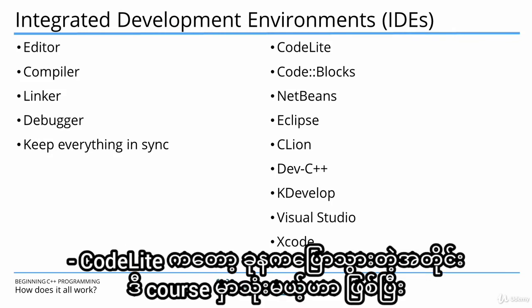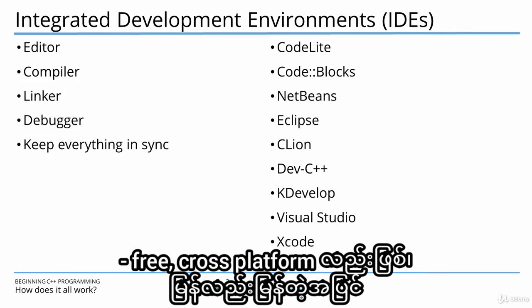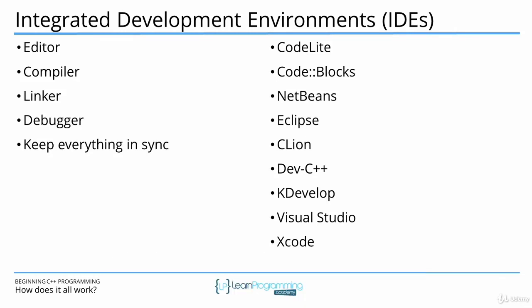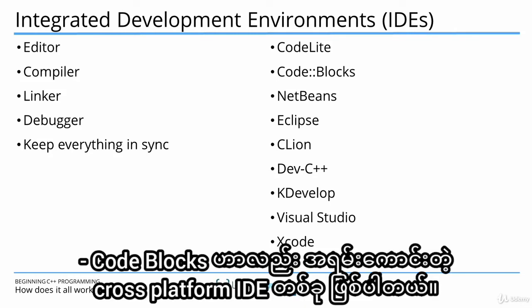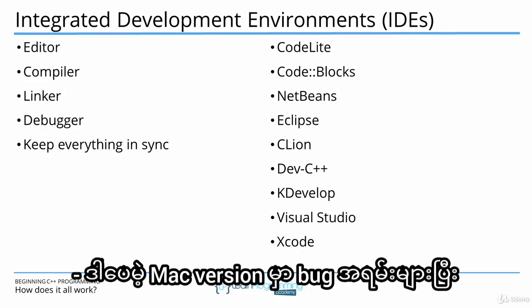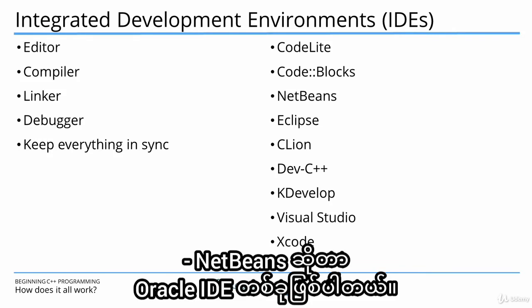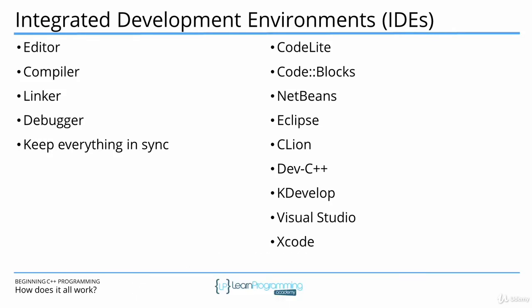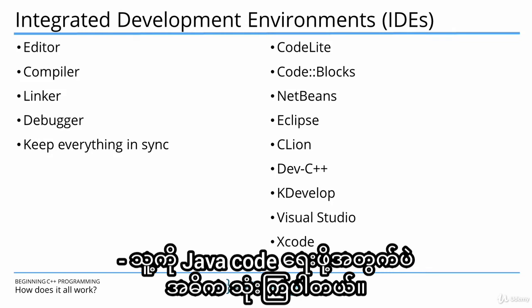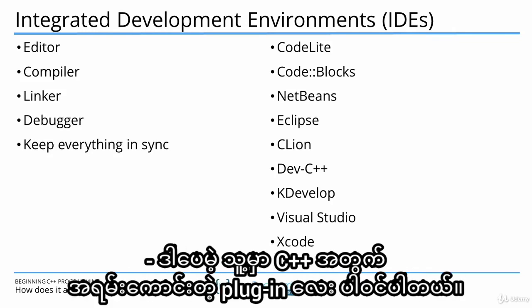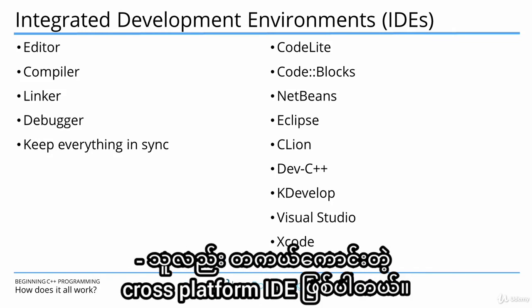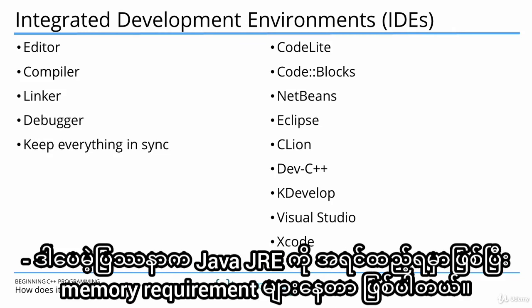CodeLight, as I mentioned, is the IDE that we're going to use in this course. It's free, it's cross-platform, it's fast, and the memory requirements are minimal. CodeBlocks is also a nice cross-platform IDE. However, the Mac version is pretty buggy, and it kept crashing on me all the time. NetBeans is the Oracle IDE. It's used mainly to develop Java code, but they've got a plugin for C++ that's actually very good. It's a great cross-platform IDE. The problem is that it requires a Java JRE install, and the memory requirements can be pretty significant.